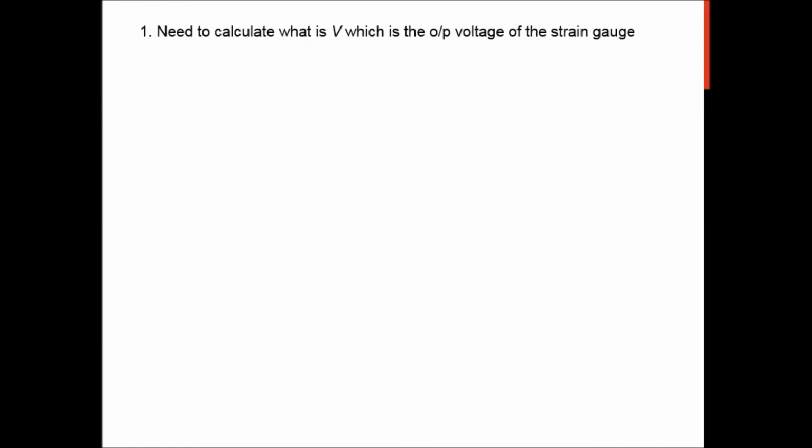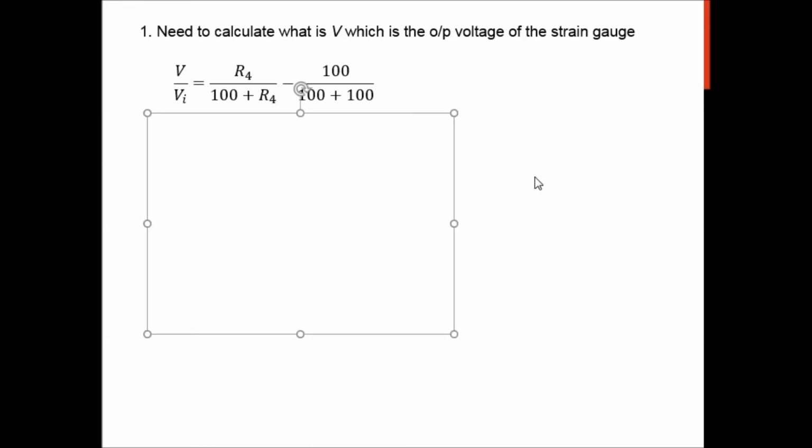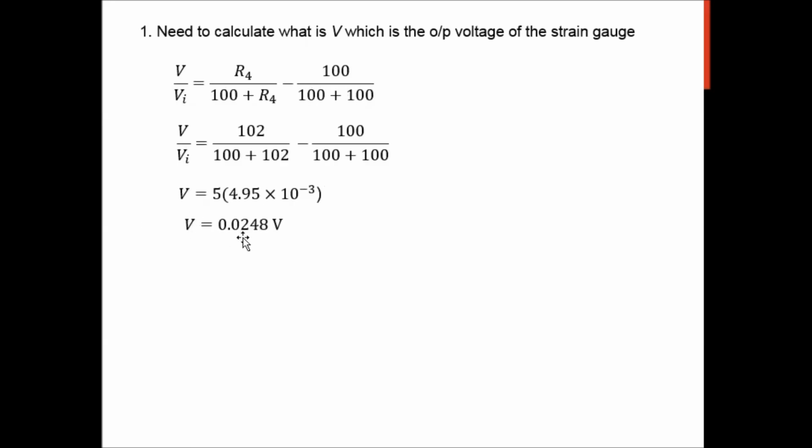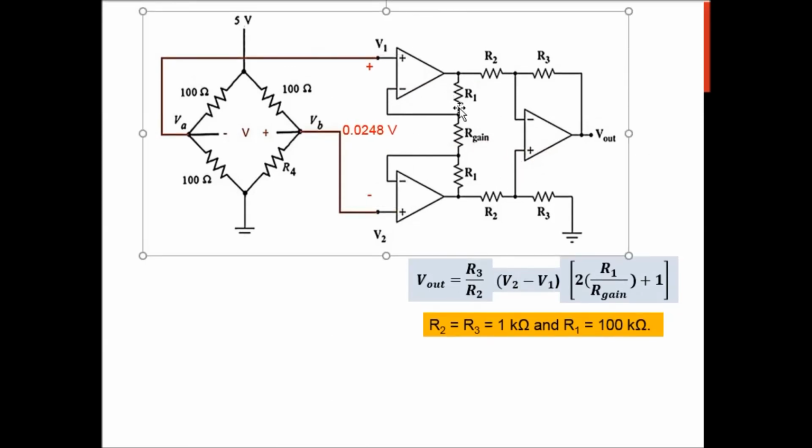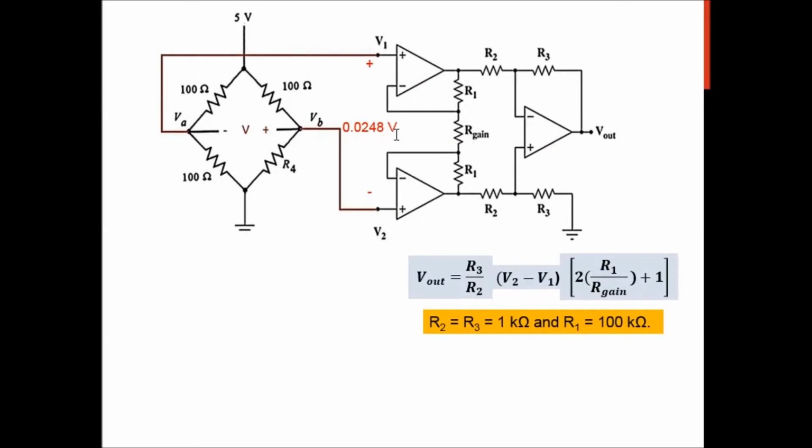Similarly, you need to calculate the value of V, the output of the strain gauge. This is the same method that I showed you in the previous example just now. You just need to know the equation, and you will find that the value of the voltage is 0.0248, just like the example with the differential amplifier. Now, the value of the differential voltage, 0.0248 volt, is fed to the instrumentation amplifier, and the output of your amplifier is given as 2.5 volt. It means that V out is 2.5 and V2 minus V1 is 0.0248 volt.